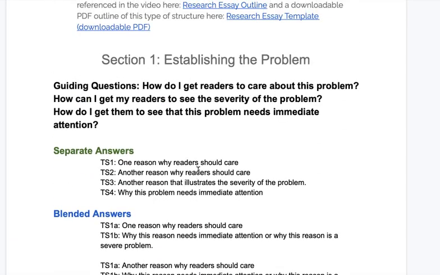Okay, so that's all we're doing for right now: we're just writing section 1. That's what we're going to focus on. Get people to care about this problem, get them to see the severity of the problem, or get them to see that the problem needs immediate attention.